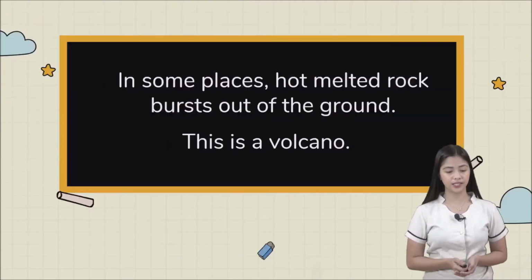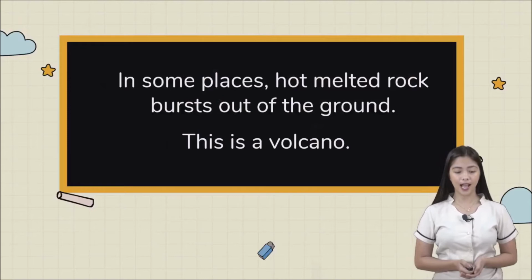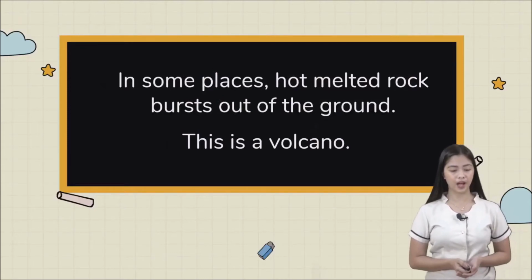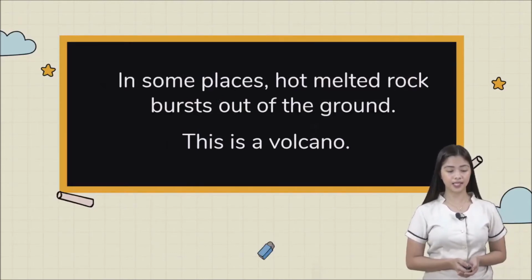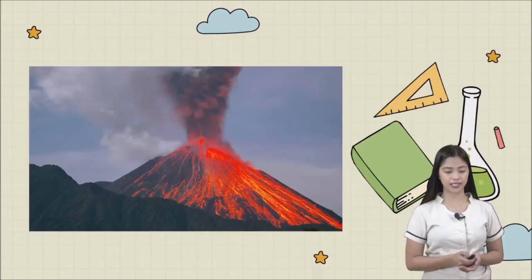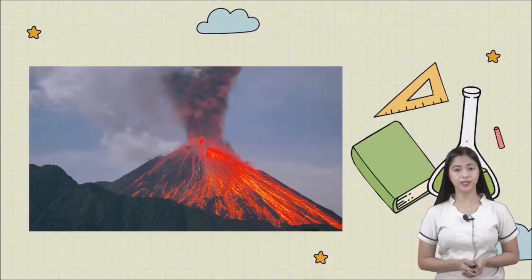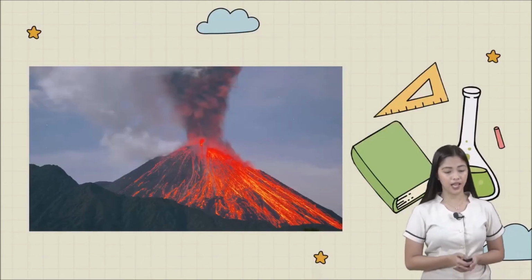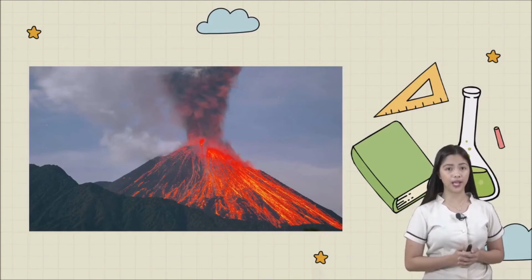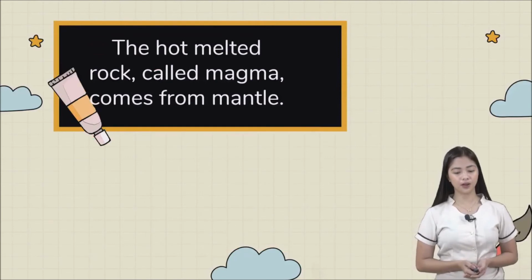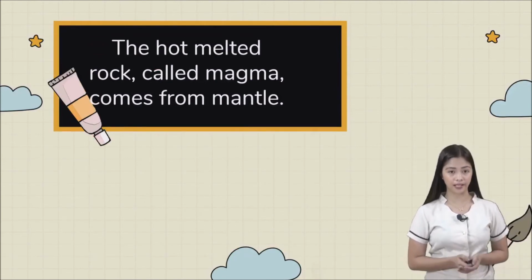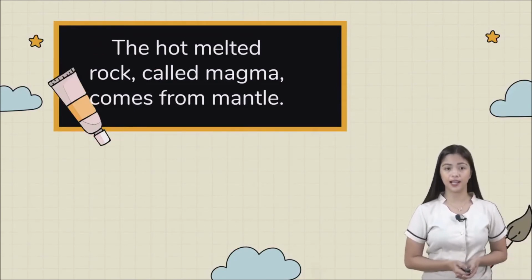So kids, in some places, hot melted rock bursts out of the ground, and this is a volcano. As you can see here in our picture, that is a volcano and the lava is flowing out of it. So kids, the hot melted rock is called magma, and it comes from the mantle.